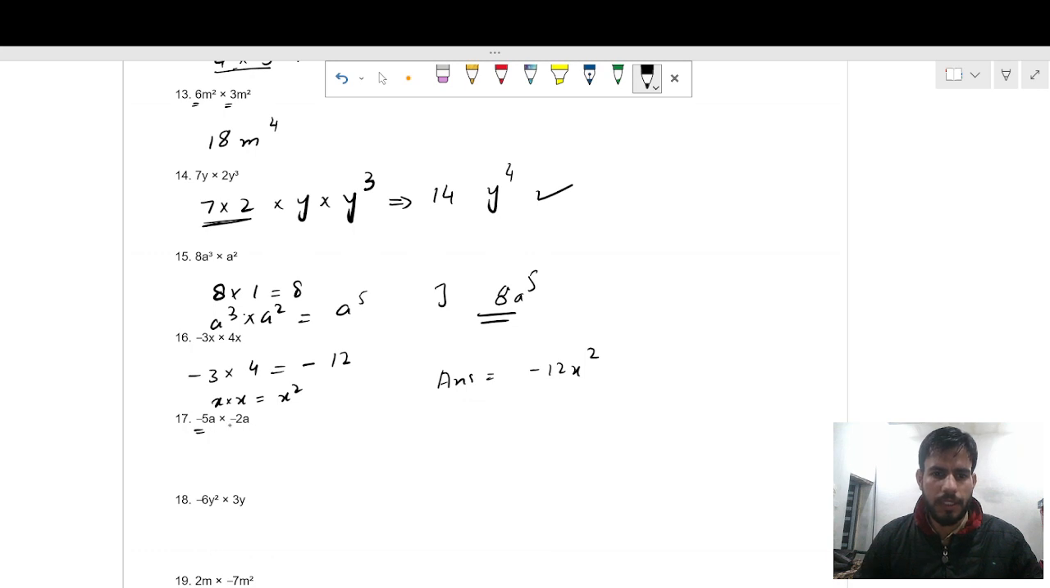If you will see the next question, negative 5 times negative 2. So we have the same sign, which means that there will be no sign in the answer, or there will be a plus sign in the answer, that is the same thing. So 5 times 2 is 10. Negative times negative is positive, so positive 10. We don't write the positive sign mostly. It is understood that if there is no sign, it is a positive sign. So 10. Similarly, a times a will be equal to a squared. So the final answer we will have is 10a squared.